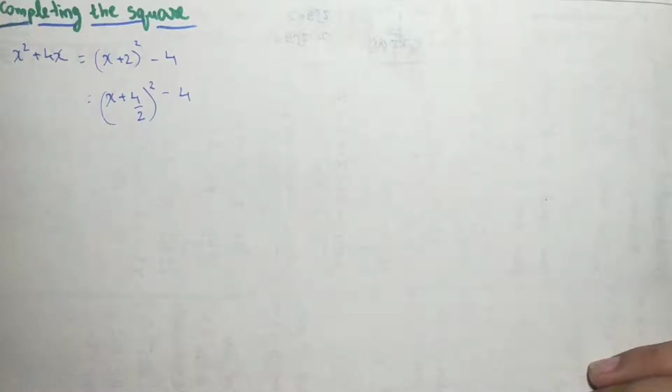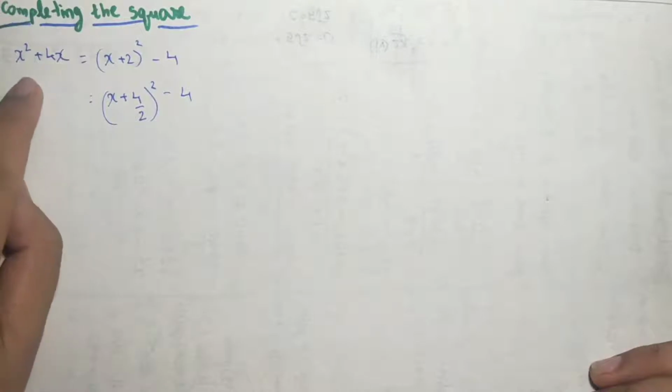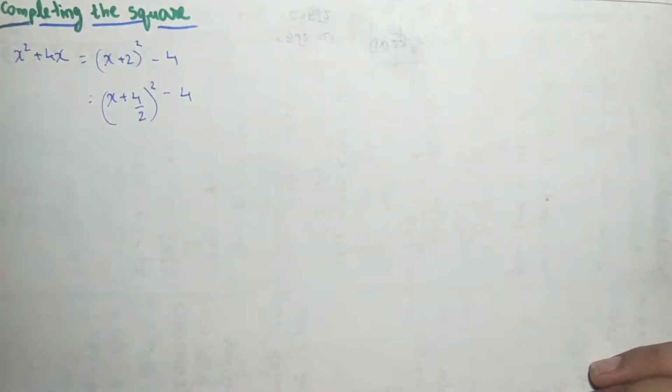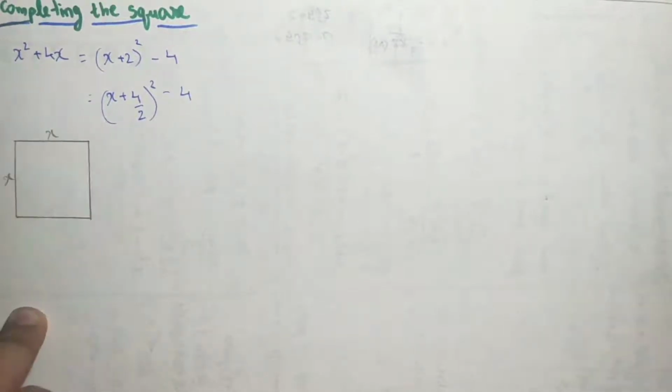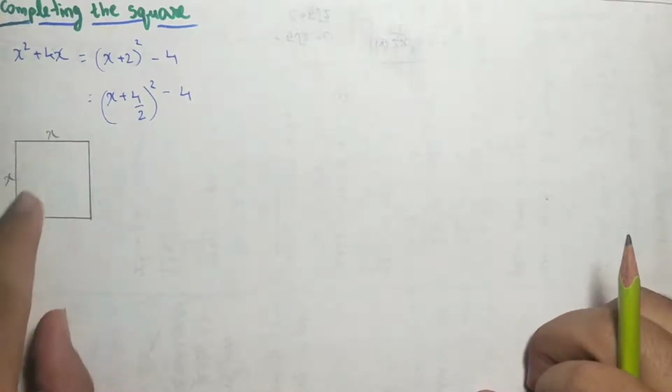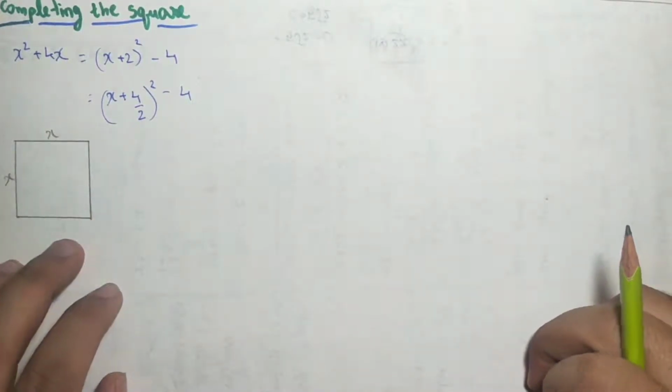Think of any unit, meaning length. Let us take x to be 3 centimeters. If x is 3, then what would be x square? x square will be 3 cross 3. So I will get a square having dimensions 3 cross 3. This is my x square, x cross x.